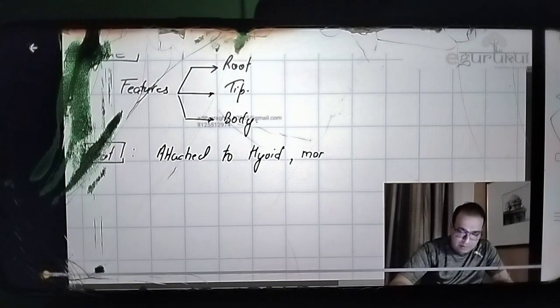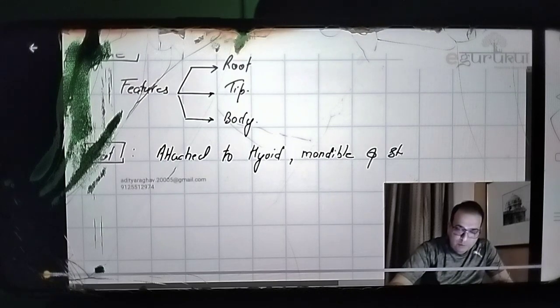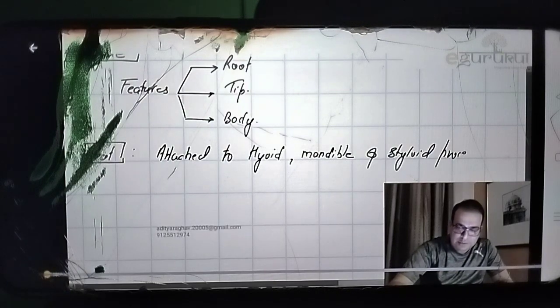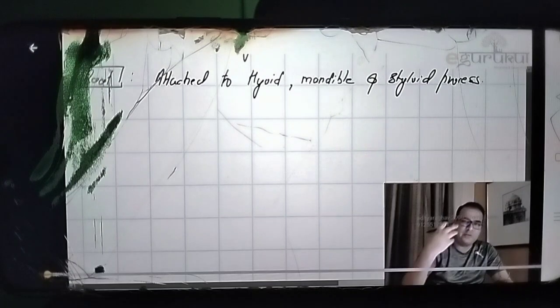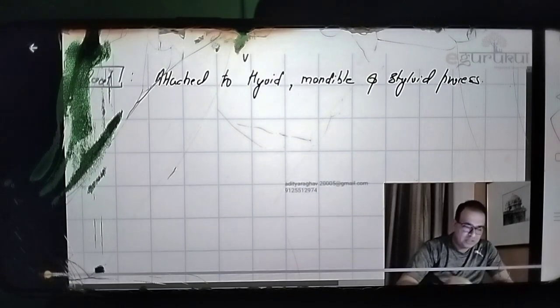It is attached to the mandible. It is attached to the styloid process also. So these are the major attachments of the root of the tongue, and there are two important things to remember.